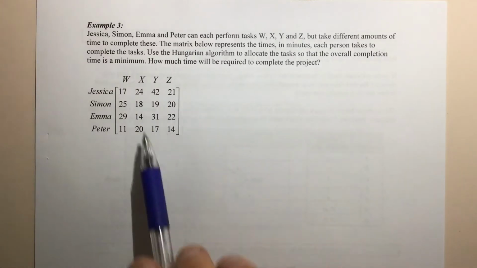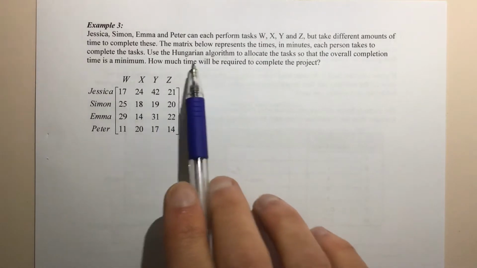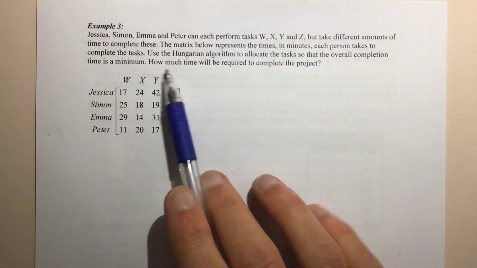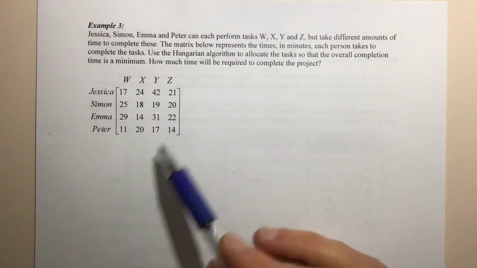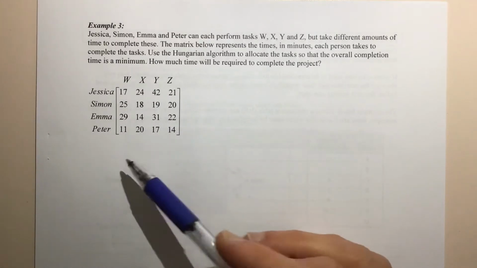So we've got a matrix below that represents the times in minutes that each person takes to complete the task. And our job is to use the Hungarian algorithm to allocate the tasks so the overall completion time is a minimum. And then it says how much time will be required to complete the project. Okay, so what we're going to do is go through our same steps as in the previous video. So hopefully you've already watched the previous video and seen one example of the Hungarian algorithm.